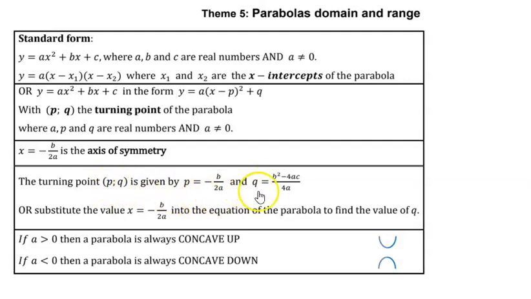So the q value, we also get that from the completion of the square, but most of the time it's easier to just take this value and substitute it into the formula to calculate the value of q. And then just a reminder again, if a is positive, the parabola is concave up, and when a is negative, the parabola is concave down.